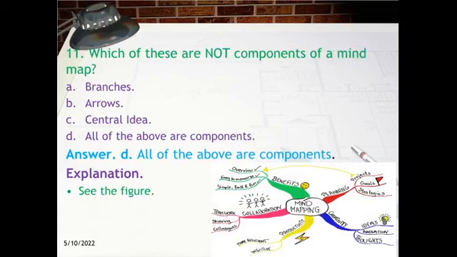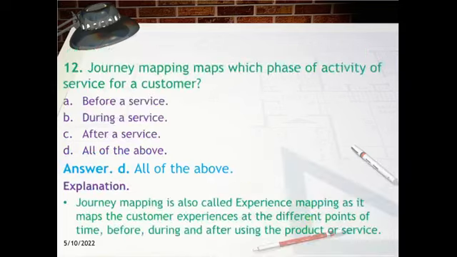11. Which of these are not components of a mind map? Branches, arrows, central idea. All of the above are components. Answer. D. All of the above are components. Explanation. See the figure.